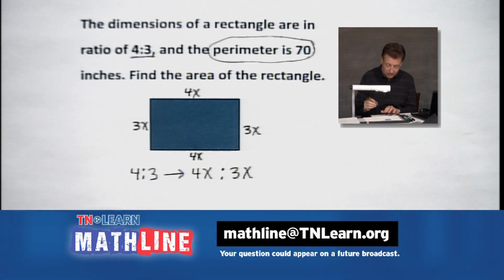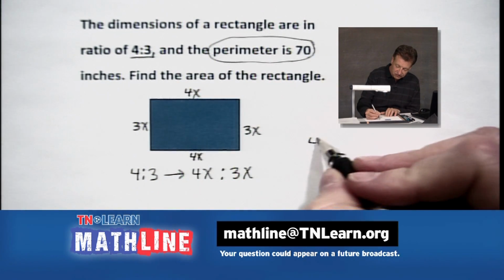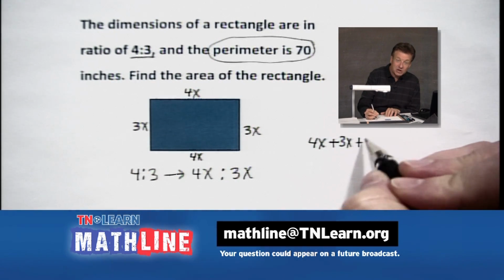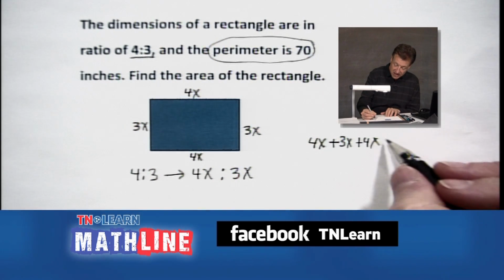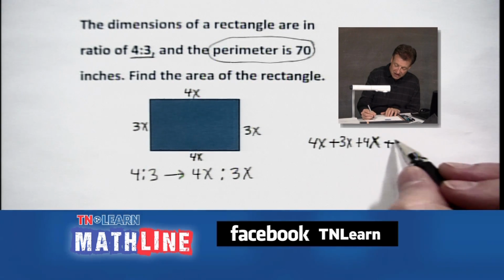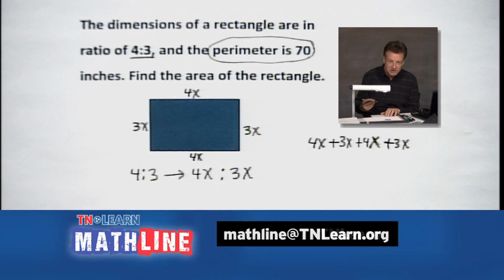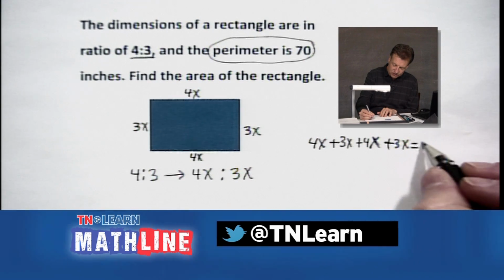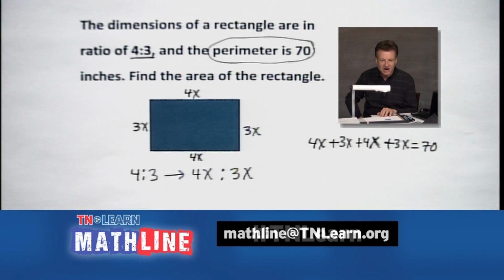So let's play this thing out. I'm going to pick up 4x, add on 3x, pick up another 4x, and then, last but not least, another 3x. You say, could we have just written 2 times 4x and 2 times 3x? You certainly could, and you could have done that in your head. But let's go ahead and put it out that we're going to add it up and let it equal good old 70.